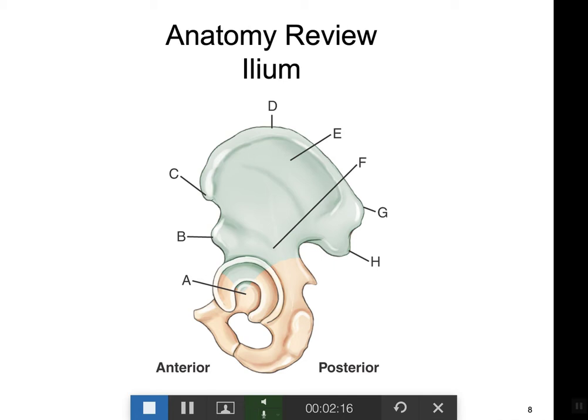Please look in your book. This picture actually corresponds with page 266 in your book. Know all of this anatomy.